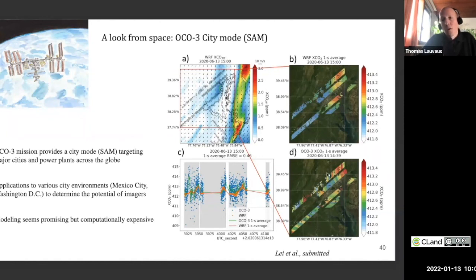The large values for CO2, the peaks, are co-located. Some are completely missing in the model. So are we missing a source completely, or is the transport wrong? That's always a question. You see also what happens from space.